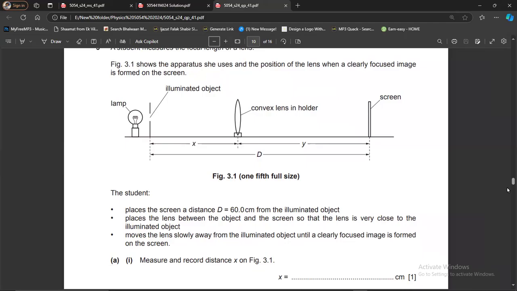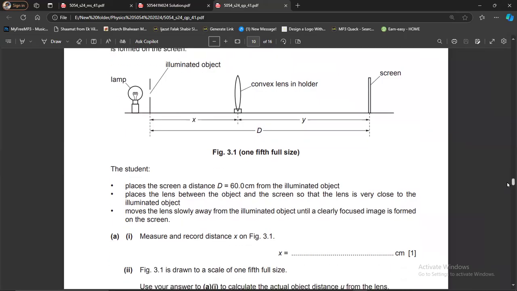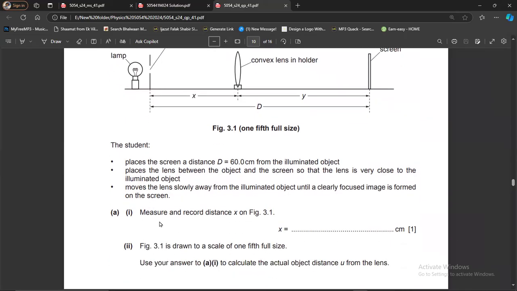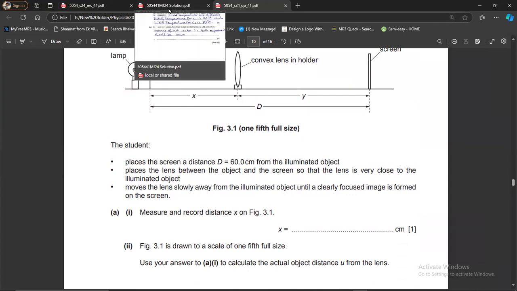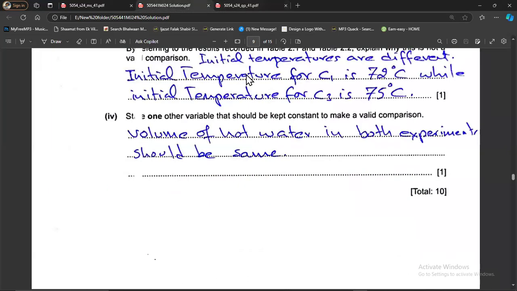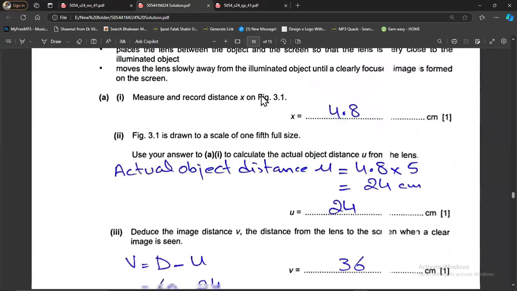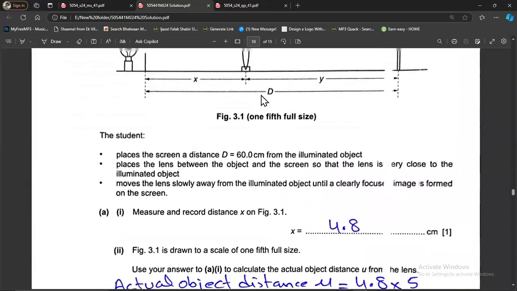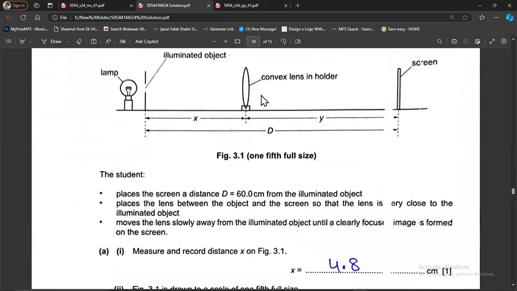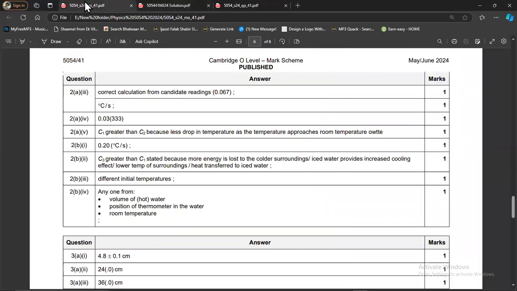It says, measure. Underline this word, measure. Measure means you have to actually measure with the help of the scale and record the distance x on figure 3.1. So with the help of the scale, measure how much is this length x. Let me show you. I measured it with the help of my scale, and this length was 4.8 centimeters.